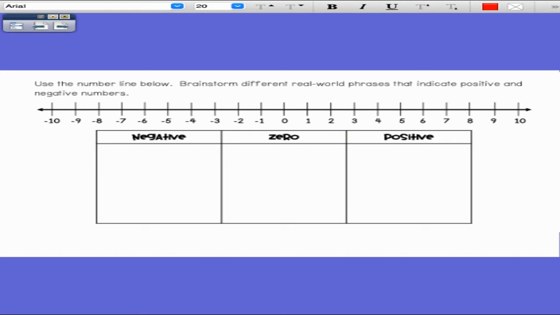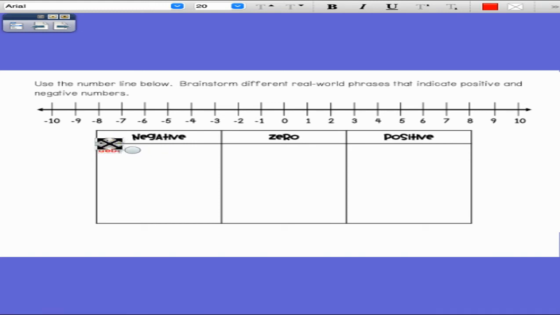Use the number line below. Brainstorm real-world phrases that indicate positive and negative numbers. So I am going to give you a few. I want to see you come into class with more. Very important that you understand how to do this, because this is how you're going to understand what word problems are.